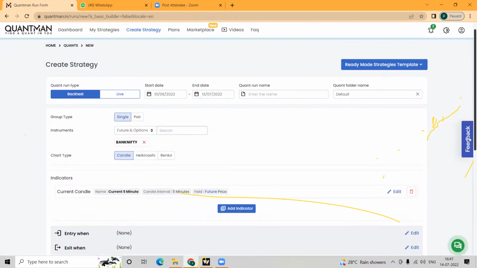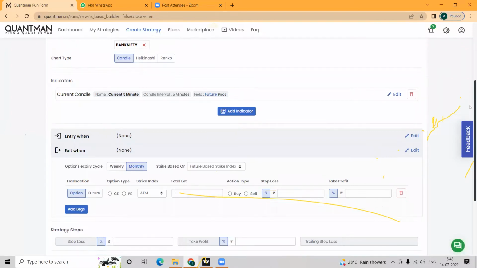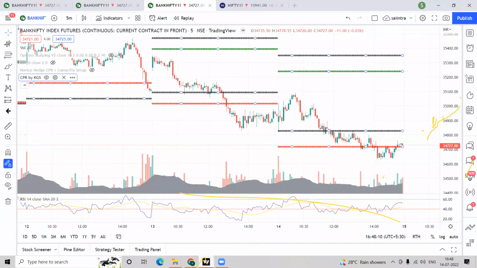If you want to add an indicator, you can add it. But for now, I don't want to overload you, so just for simplicity's sake, I am going to put an intraday short straddle. What is an intraday short straddle? Say, for example, you sell the call option and put option at a particular time, and you put stop loss on the different legs. That's it. This is the intraday short straddle.